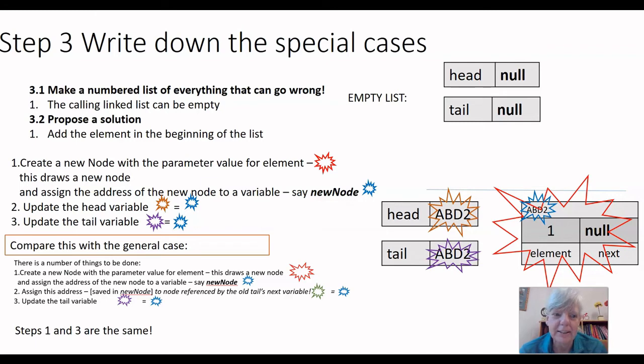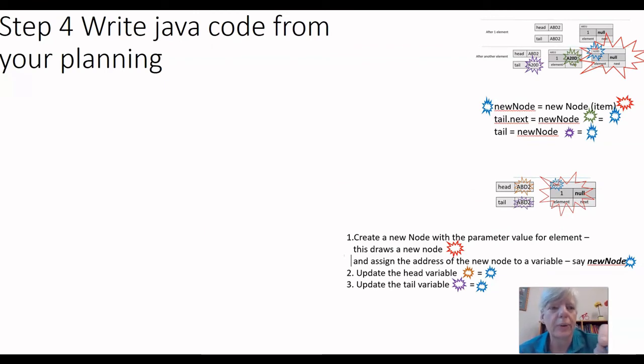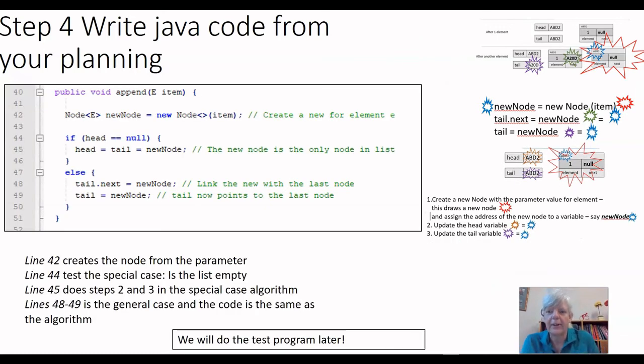Okay, now if you compare this with a general case, you will see it's almost the same, except that in the general case you had to update the next of the old tail, and that was that difficult line. You had to update the next variable of the old tail. Okay, so what do I do? I added all the stuff from the previous slides here, and now we can write the Java code. And there's your append method.